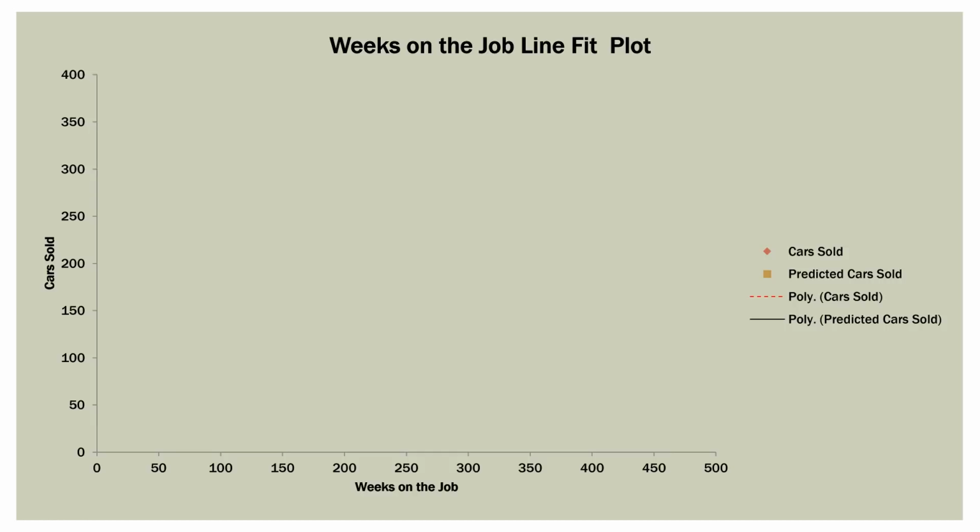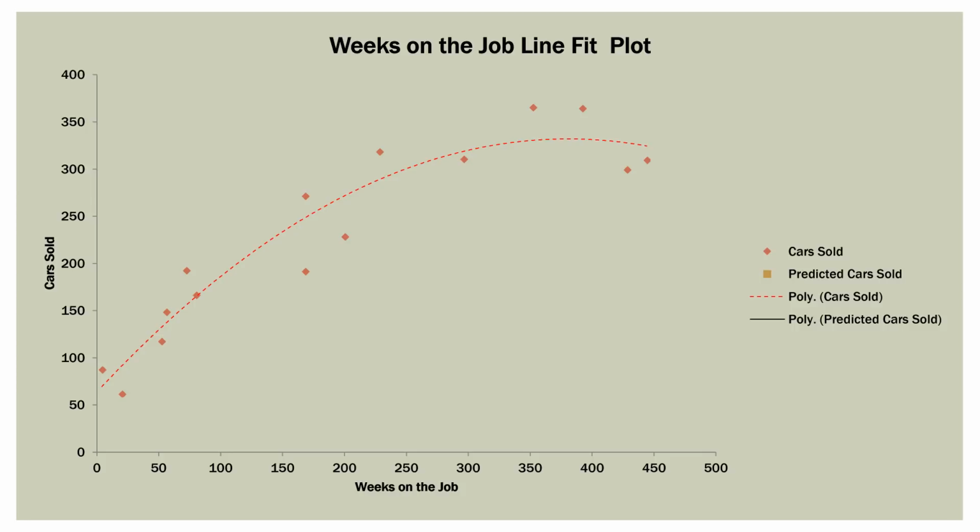So in this plot, we have several things going on. I'll do them one by one. First, we have the cars sold model. So we're graphing our weeks on the job, which is again our first independent variable, along with the observed values of the cars sold. So you can see over here on the right, we have the polynomial model for cars sold, and then we have the orange diamonds, which are actually the observations.